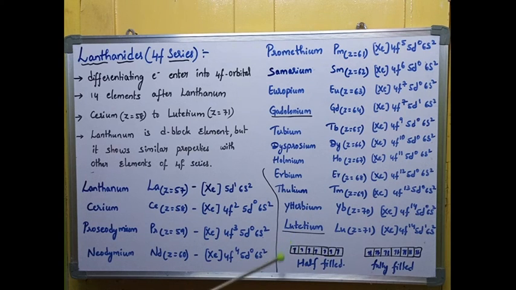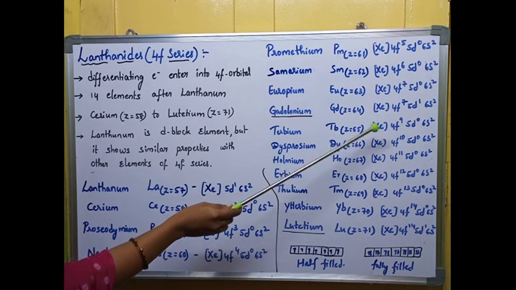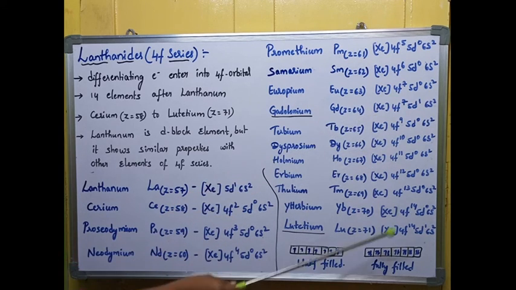Okay, now the half filled and fully filled configurations of gadolinium and lutetium. In order to get half filled and completely filled configurations, one electron from 4f will enter into 5d. That is the reason for the different configuration in gadolinium and lutetium. The remaining all have similar entries except gadolinium and lutetium. Okay, this is about the electronic configuration of lanthanides of the 4f series.